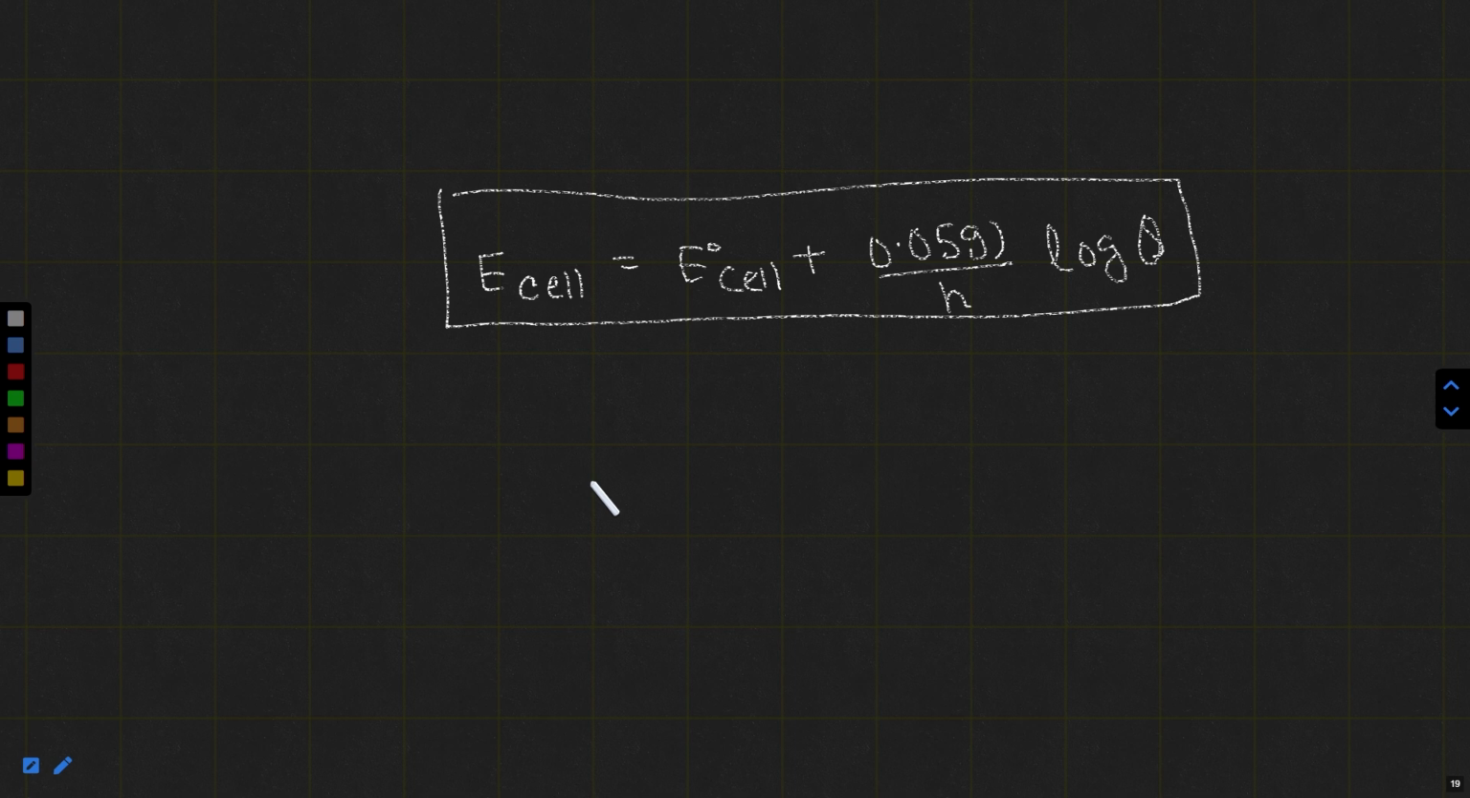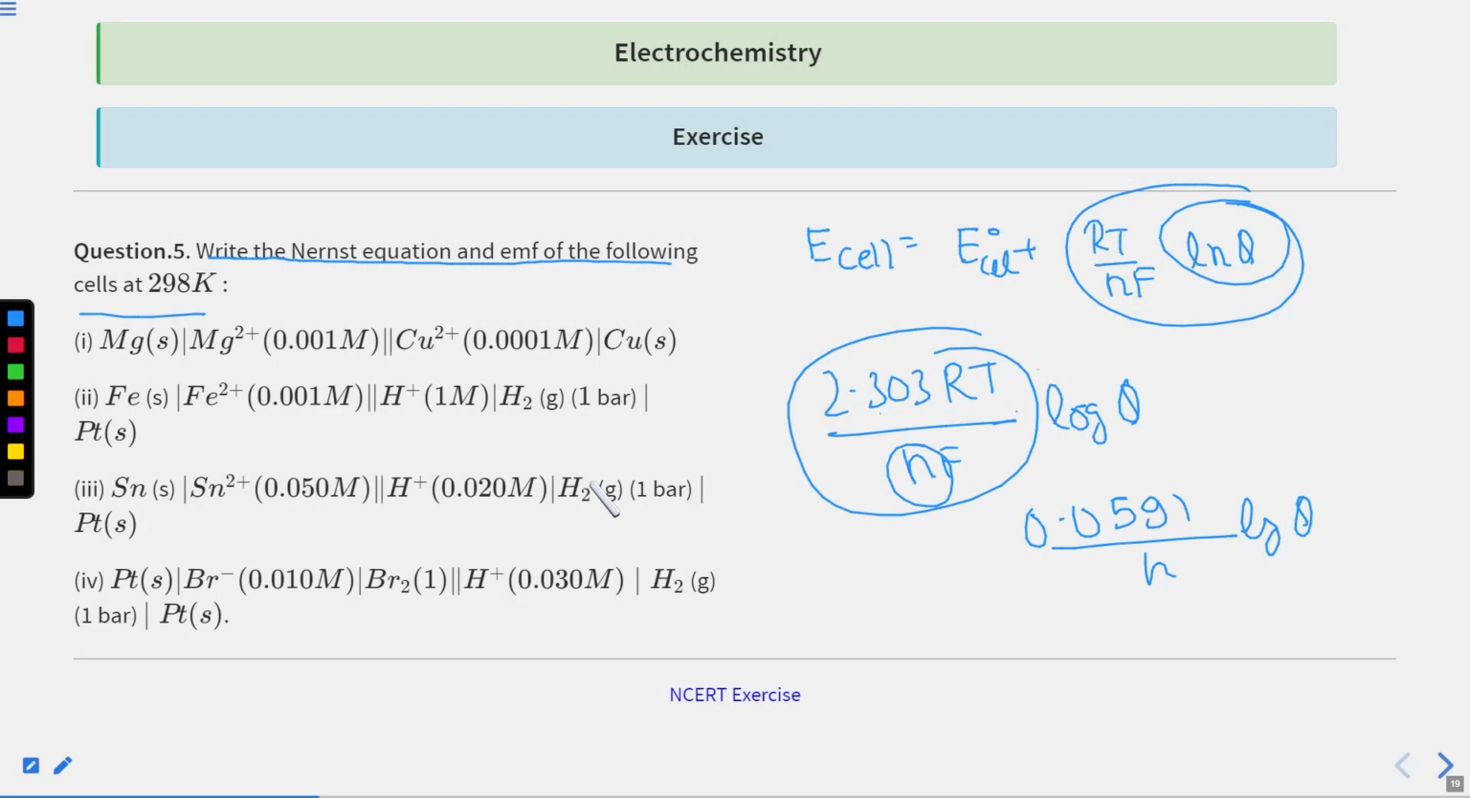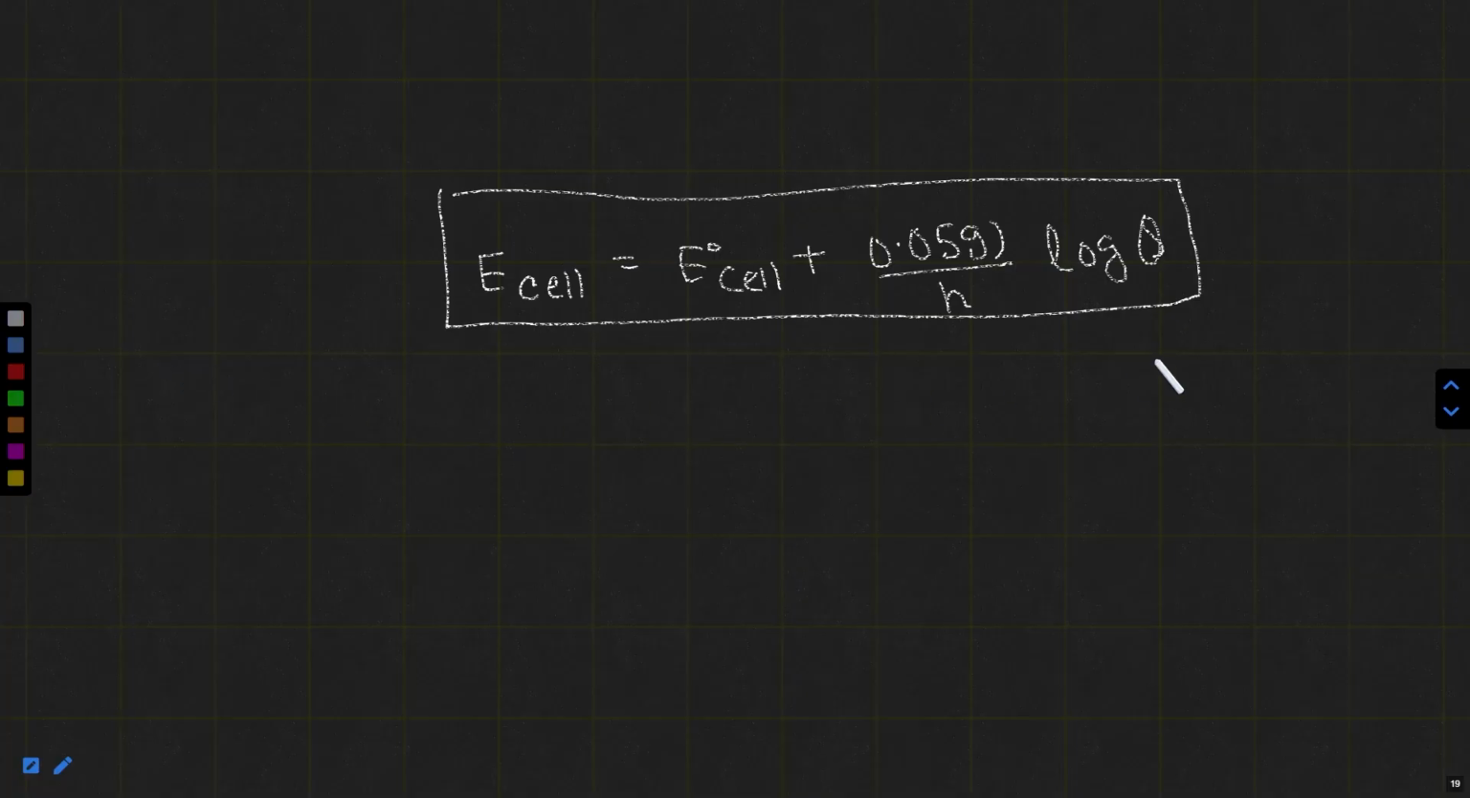Just try to solve it. So we don't have the E naught value. So we have the problem here of not having the E naught value. How will we write it? So let us see the E naught value. So you can take the table. In the exam, you don't have to worry about it. These values will be given. So first of all, let us write the equation for this.